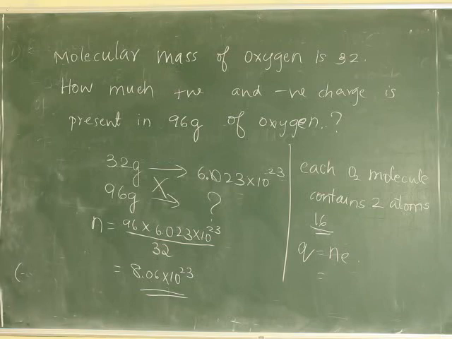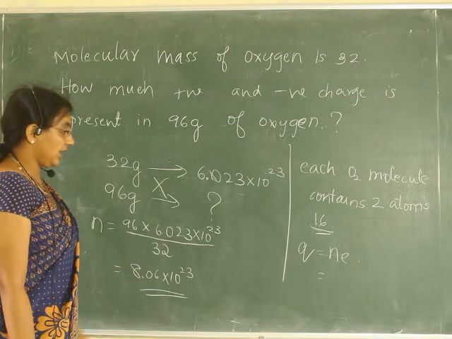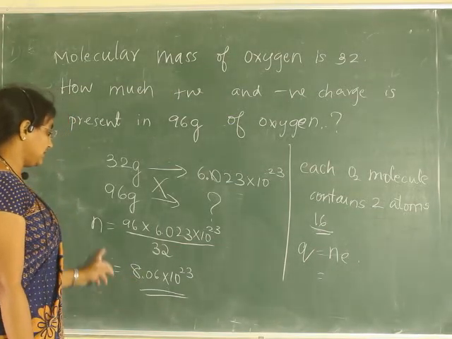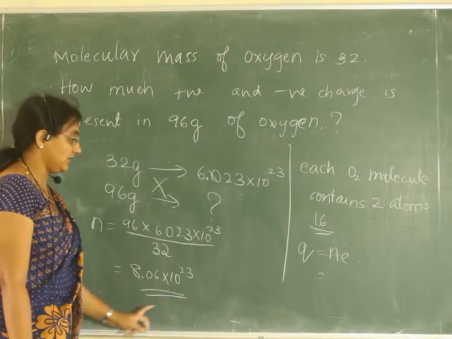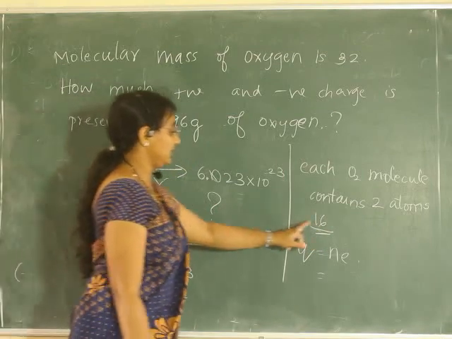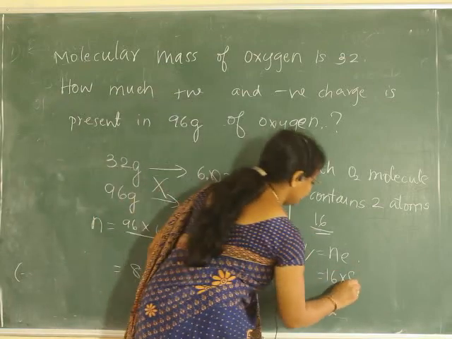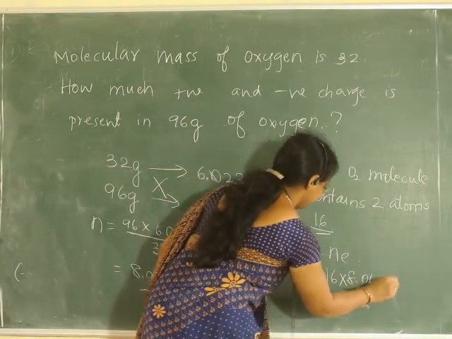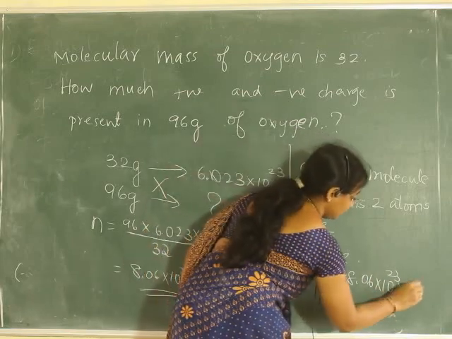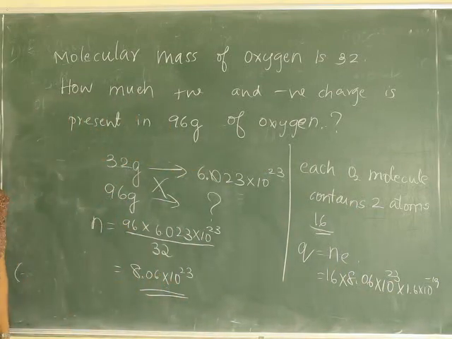What is the value? E is 1.602 into 10 to the power minus 19. Directly this N we cannot use, because N is not only this value. We have one more. See, this is for one molecule. For 16 into this value. Solve it.